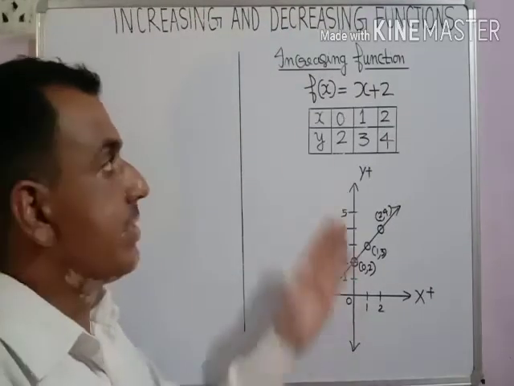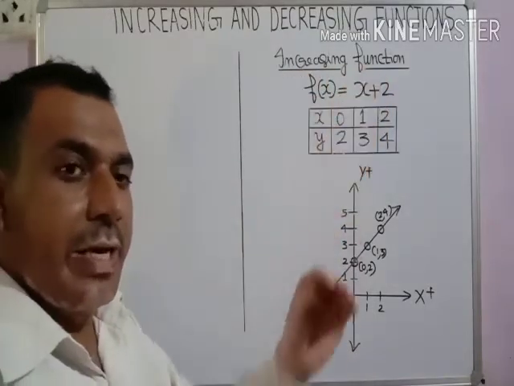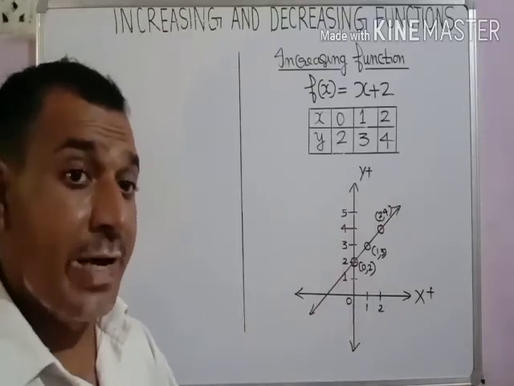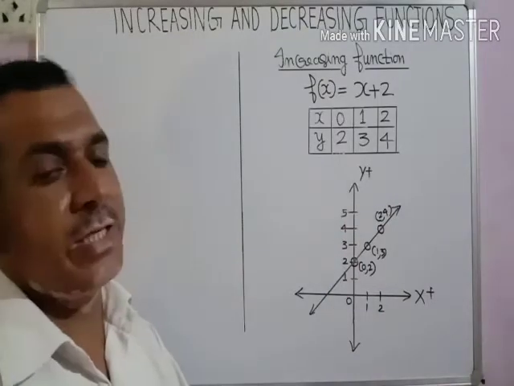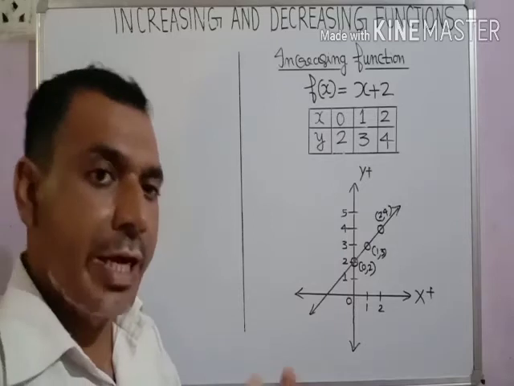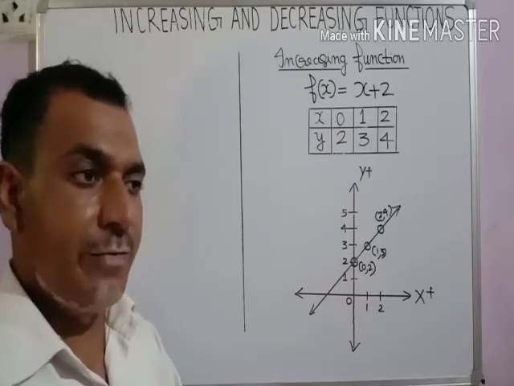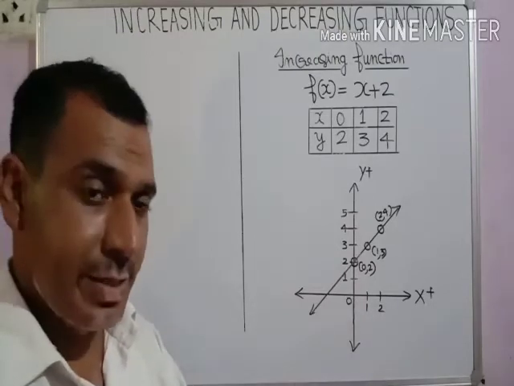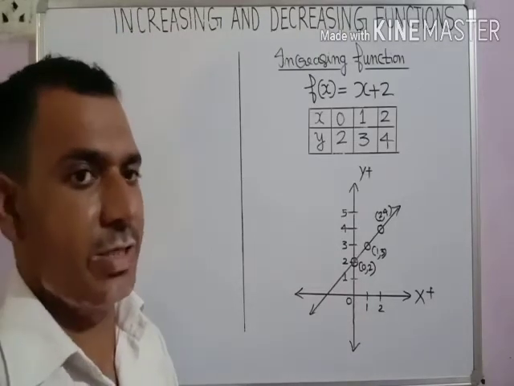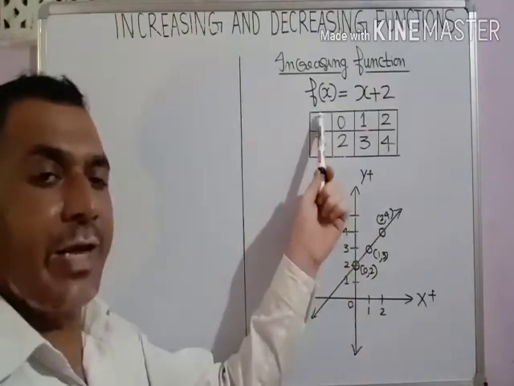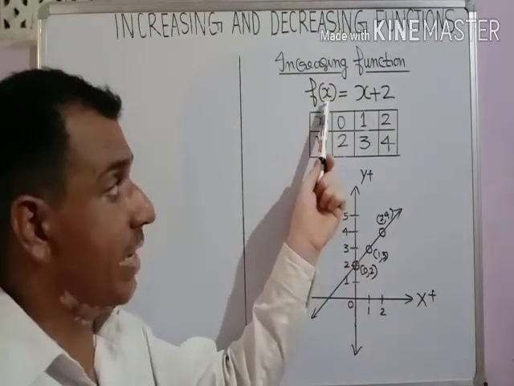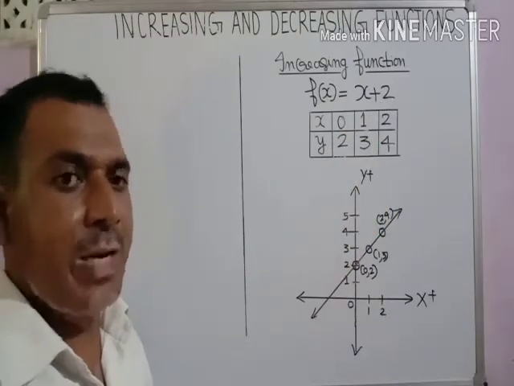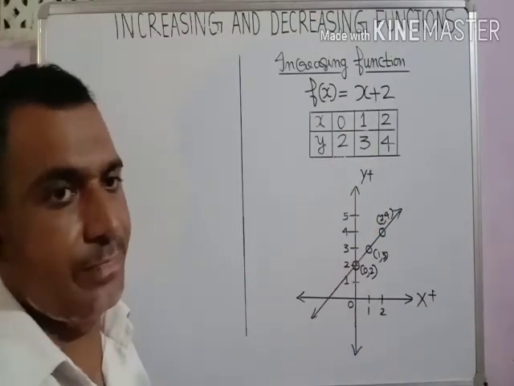So let us discuss first increasing function. In any function, if x is increasing and then f of x is also increasing, then the function is an increasing function. It means in any function, if we increase input and then output also increases, the function is increasing. And here I have taken one linear function f of x equals x plus 2, so that you can easily understand the simple meaning of increasing function.